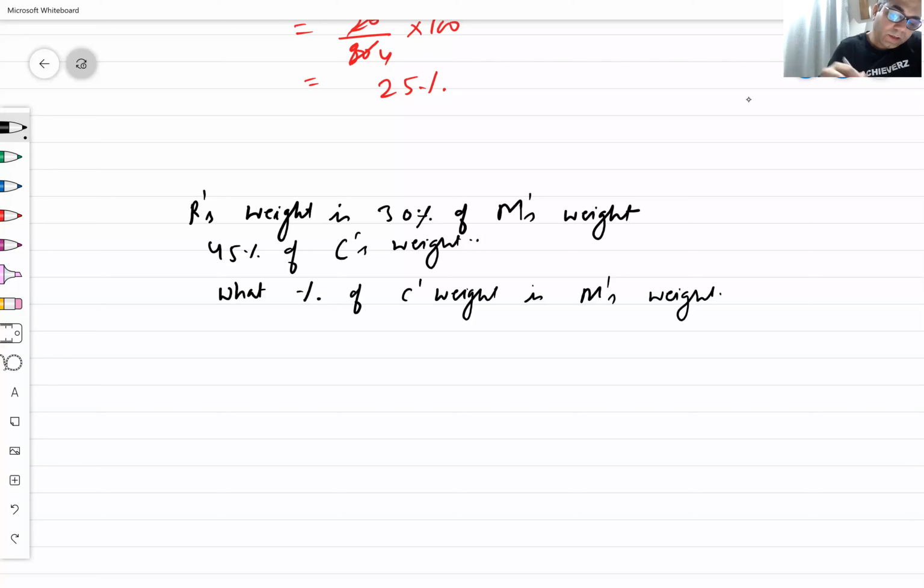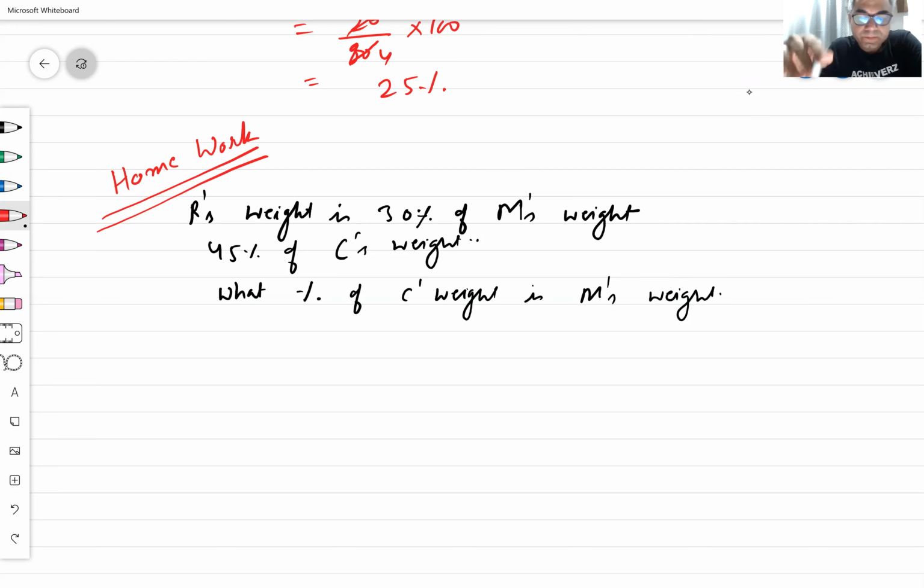So the question is, R's weight is 30% of M's weight and 45% of C's weight. What percent of C's weight is M's weight? You have to calculate this. Please do it. I am giving you this question as homework. Try this as homework and then send this answer to me. You can note down the question, think about this, and then give me the answer.